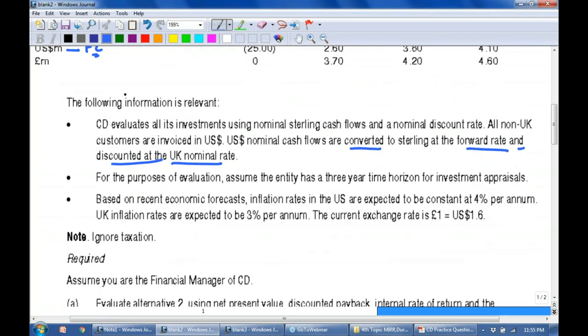For the purposes of the evaluation, assume the entity has a 3 years time horizon for investment appraisals. Based on recent economic forecasts, inflation rates in the US are expected to be constant at 4% per annum. UK inflation rates are expected to be 3% per annum. Current exchange rate sterling 1 is equal to US dollar 1.6. Ignore taxation.